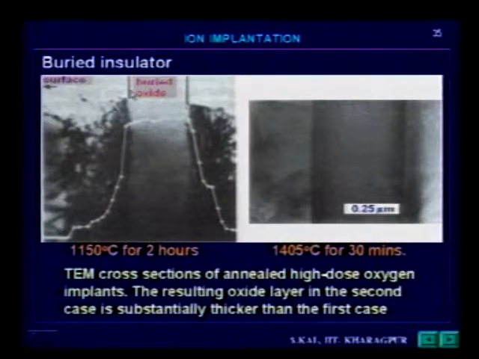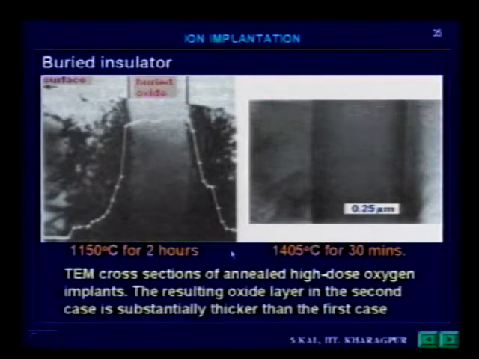And you see, this is the cross section picture, TEM cross section. Okay, that is transmission electron microscopy, TEM. So that cross section diagram is a real picture of a buried insulator silicon. Now this is the buried oxide, and this is the surface. And here you see the damage has not been completely removed. A lot of damage is there. This is the surface layer, and this layer is the buried oxide.